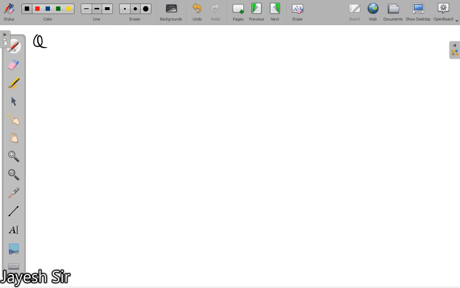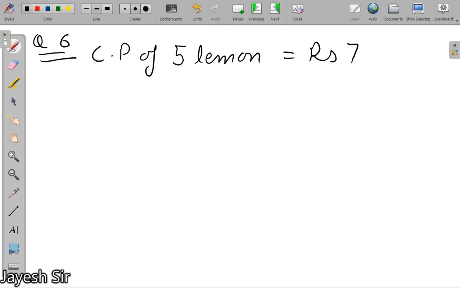Next is question number 6. Question number 6 is, a vendor buys 5 lemons for rupees 7. So the cost price of 5 lemons is equal to rupees 7. But we are never interested in 5 lemons. We are interested in the cost price of 1 lemon.